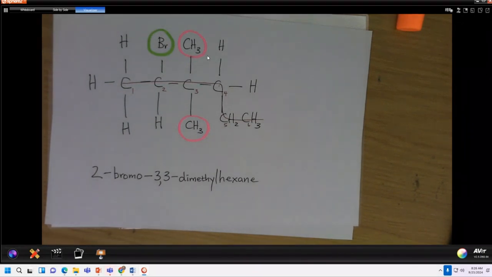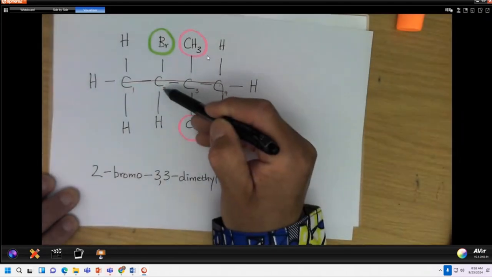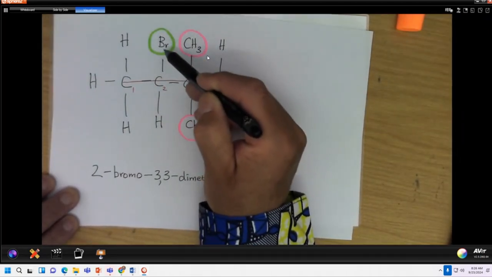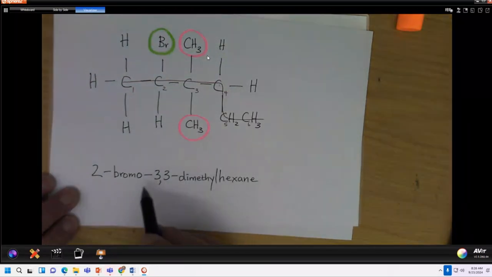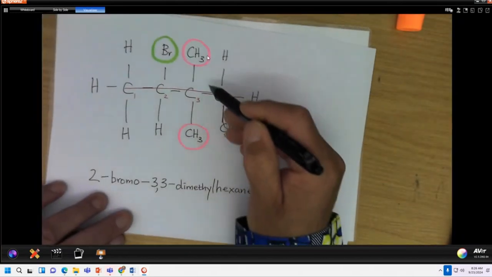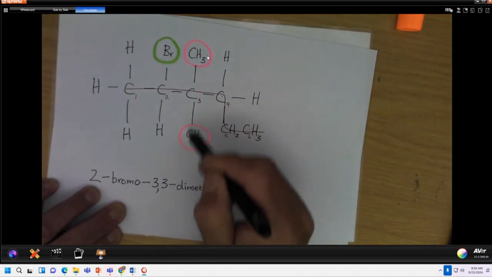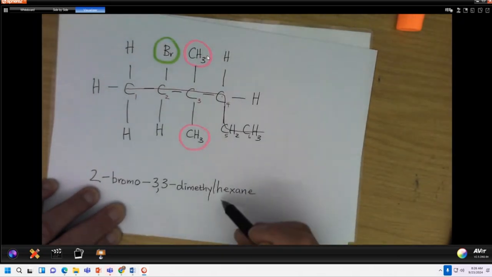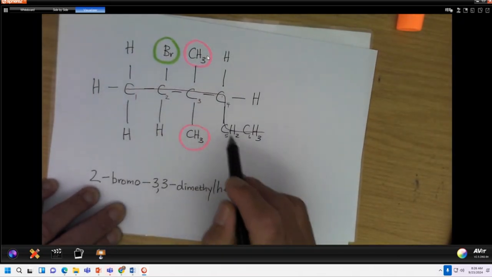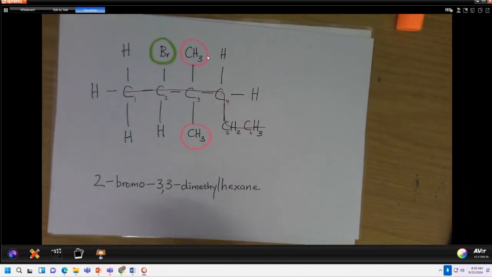Let's go through this again. 2-bromo. That indicates that on the second carbon, there's a bromine attached. Remember, bromine is a halogen. They're found in group 17 on the periodic table. Then dash, 3, 3-dimethyl. There's two of them. That's why it's di. You can't just say methyl. And then hexane, because there's 1, 2, 3, 4, 5, 6, hex, and it's an ane. There's no oxygen, no other compound, nitrogen or anything else. This is the name of the compound.